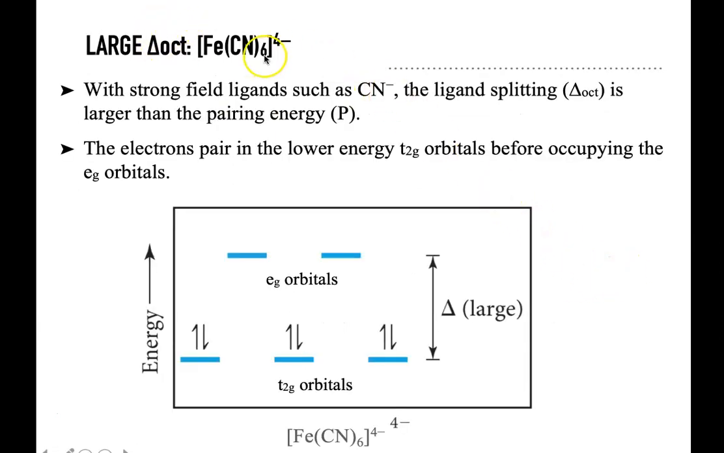Now let's see the hexacyanoferrate ion in more detail. With strong field ligands such as cyanide ion, the energy splitting is larger than the pairing energy. So it's better to pair the electrons because the energy gap is so high. Electrons pair in the low energy T2g orbitals before occupying the Eg orbitals. So we pair them up 1, 2, 3, 4, 5, 6. We have 3 pairs of electrons in the T2g energy level.